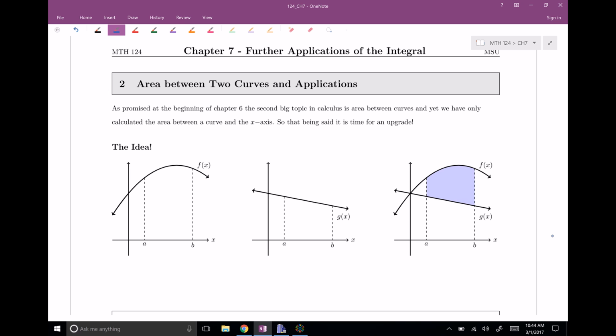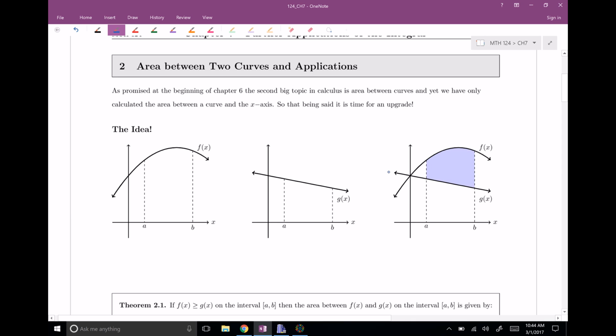So, up until this point, we've only been doing area between a function and the x-axis. And, as I promised at the beginning of Chapter 6, the second big topic was actually area between curves. It doesn't have to be just a curve and the x-axis, it can be any two curves. So it's time to do an upgrade. I want to be able to figure out the area between any two curves. If you look at this last picture right here, this is what I'm hoping to achieve: finding the area of this blue region, the area between f and g. And the idea is actually pretty straightforward.